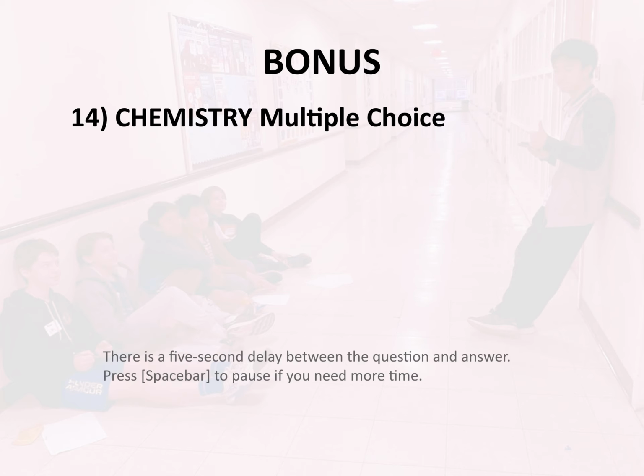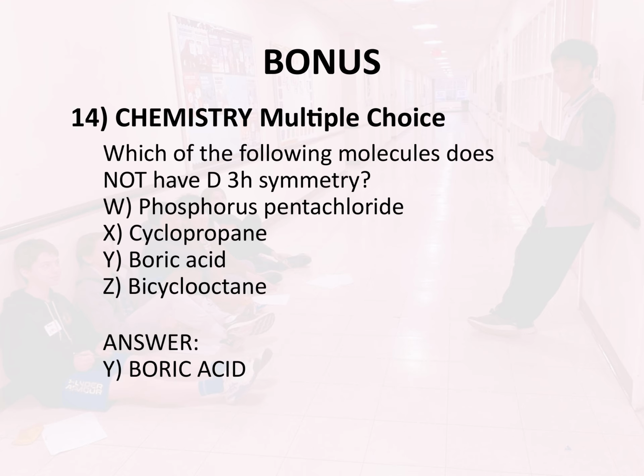Bonus 14. Chemistry. Multiple choice. Which of the following molecules does not have D3h symmetry? W. Phosphorus pentachloride. X. Cyclopropane. Y. Boric acid. Z. Bicyclooctane. Answer. Y. Boric acid.